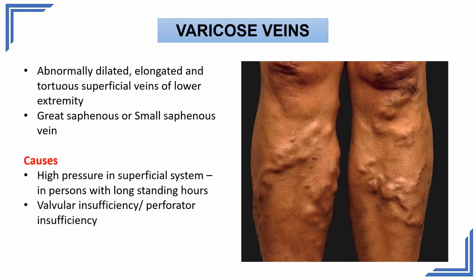Another cause for varicose veins is deep vein thrombosis. So you all know that the superficial system of veins eventually drain into the deep system of veins. So in a person who has deep vein thrombosis, especially as seen in non-ambulant patients or people with hypercoagulable state, there will be deep vein thrombosis that will prevent drainage of blood from the superficial system to the deep system, which eventually results in varicose veins.